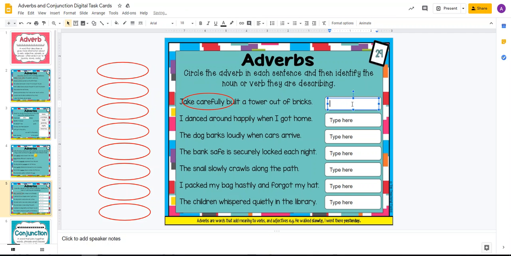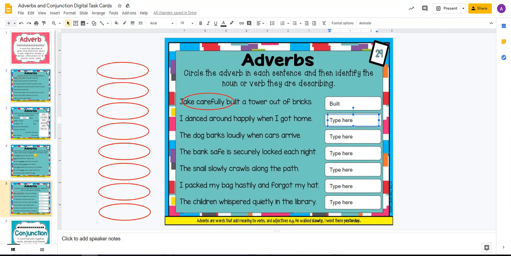So you're going to erase all this and type in built. And that's what you're going to do for all of these. Your noun or your verb is going to go in here, and your circle is going to go around your adverb.